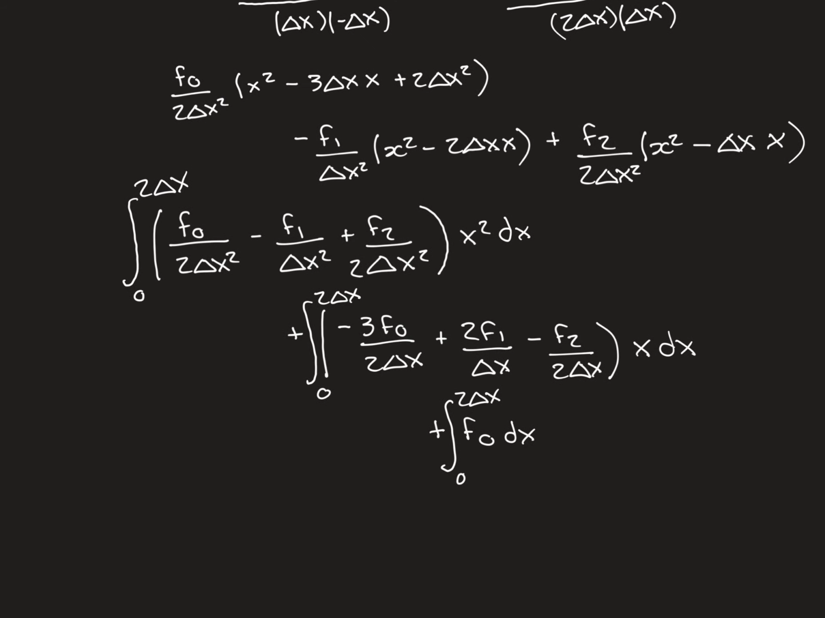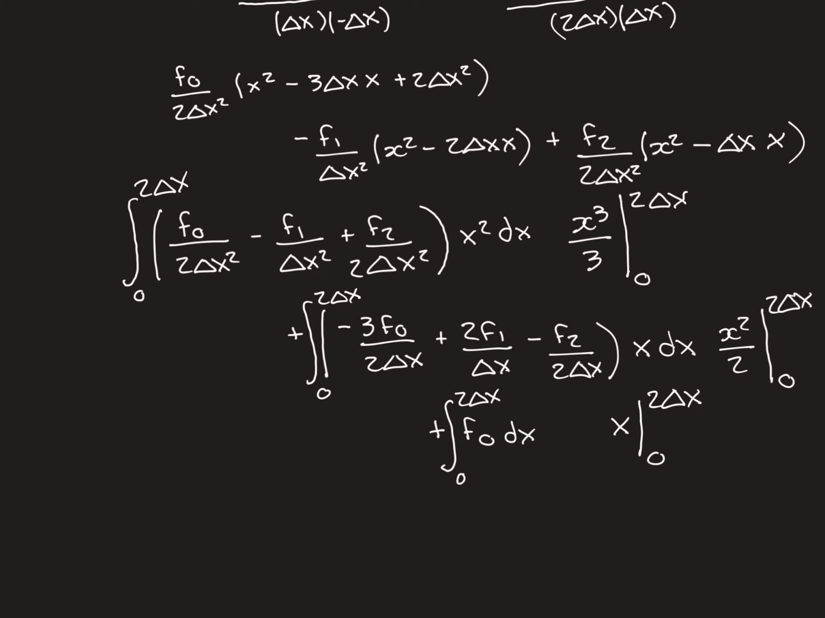So we've got the integral of this first thing, this quadratic term, from 0 to 2 delta x dx. We've got this integral here of the power 1 term, from 0 to 2 delta x, and then the constant term here from 0 to 2 delta x. And remember, these are just constants, so they are easy in integration. They can be pulled out the front. So we're just integrating x squared, x, and a constant term, so this is not complicated.